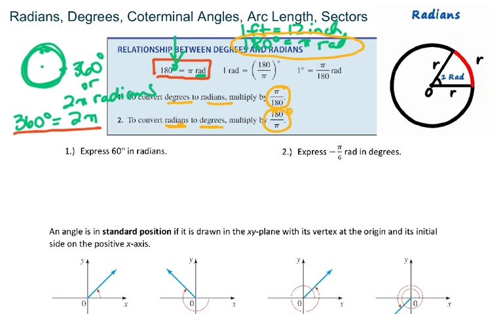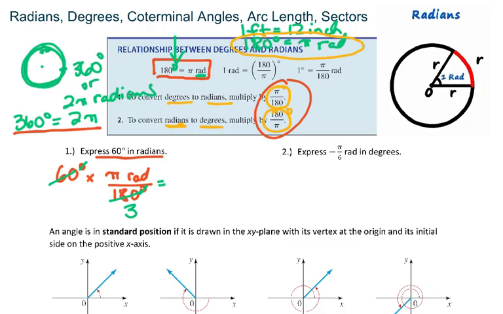So let's look at 2 examples. Let's change 60 degrees to radians. We start with our 60 degrees, and I'm going to multiply it by our conversion factor. If I want to end up with radians, I want to put pi radians in the numerator, and I'm going to divide by 180 degrees. You can also see that the degree symbols cancel out, and we'll be left with 60 goes into 180 3 times, and that's pi over 3 radians. So 60 degrees is the same as pi over 3 radians.